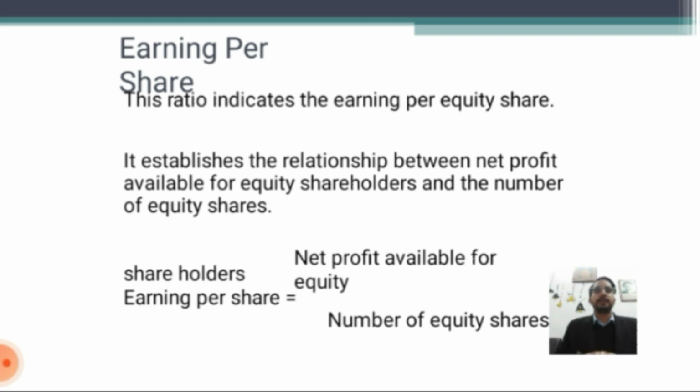Earning per share. This ratio indicates the earning per equity share. It establishes the relationship between net profit available for equity shareholders and the number of equity shares. Earning per share is equal to net profit available for equity shareholders divided by number of equity shares.